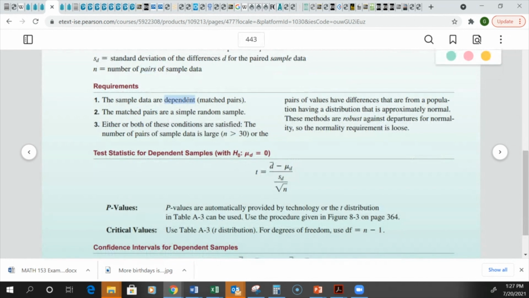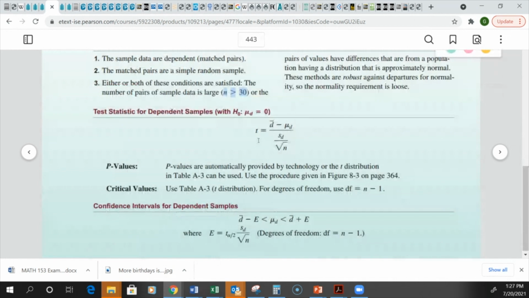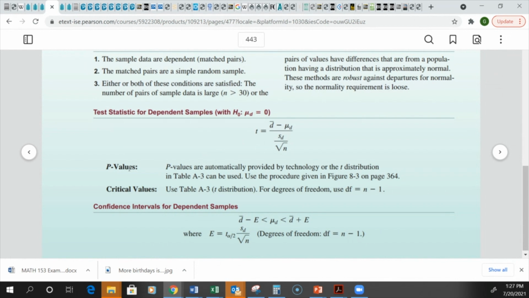What are the requirements? These are actually matched pairs. It's a different technique. It has to be an SRS. We're used to that. It has to be normal or a large enough sample that it doesn't matter. And then you're using a t because you don't know sigma, and you plug this in, except we don't plug it in. We're going to use technology, and it'll give us a p-value. If you have to know critical values because someone is thinking you're old-fashioned and wants to test you on it, then you know to use the t distribution calculator. Degrees of freedom is just what we're used to, n-1.